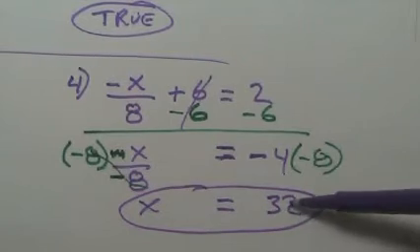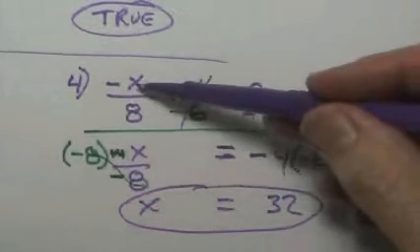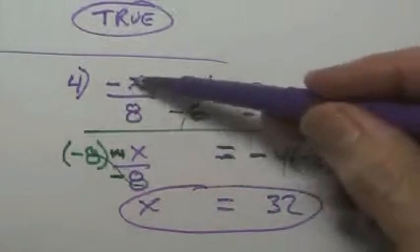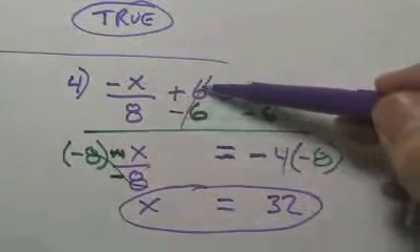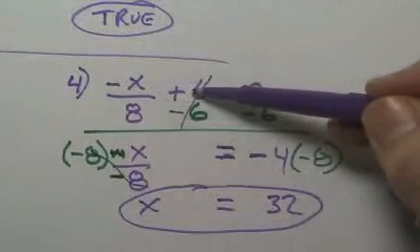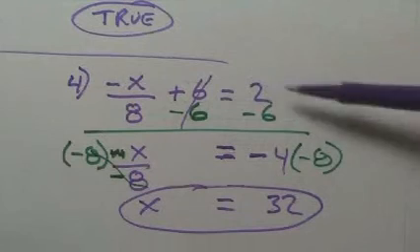And if you check this, you put 32 in there. 32 divided by 8 is 4, so we have negative 4 plus 6. Negative 4 plus 6 is 2. It works out.